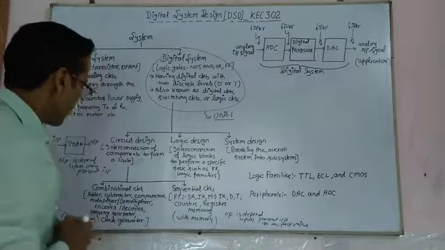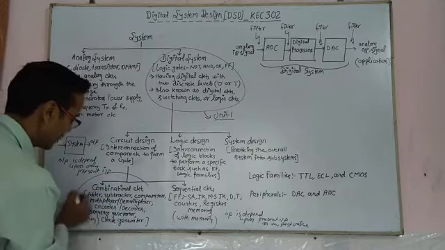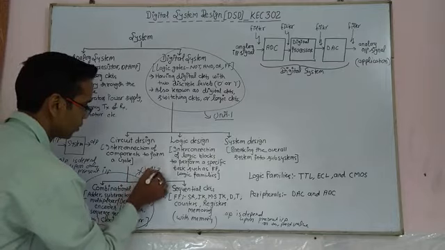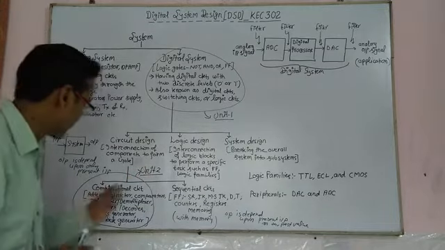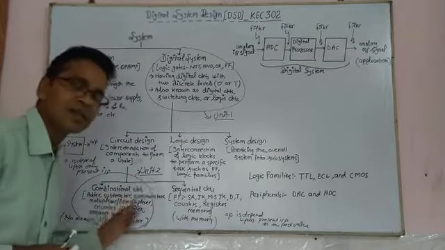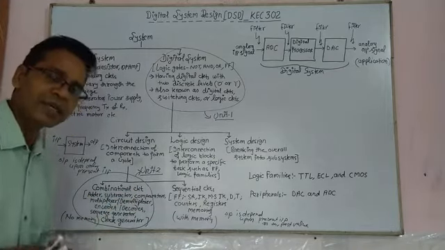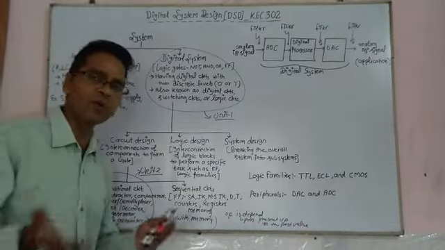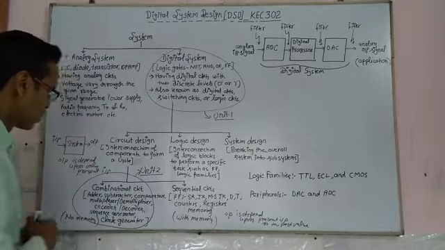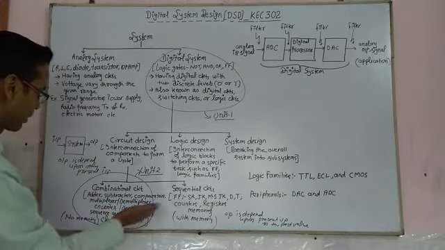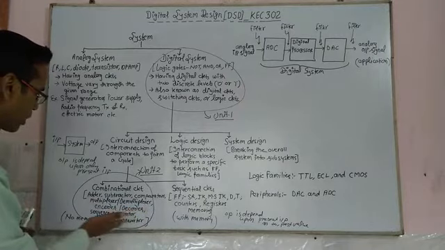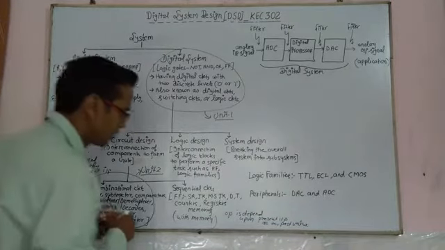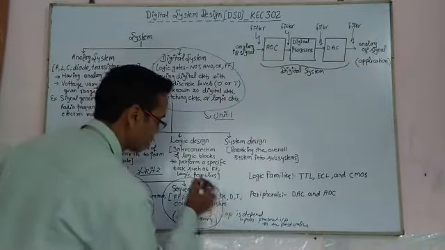After this you will study unit 2, in which you will study combinational circuits, in which the output of circuits depends only upon the present value of the input, like adder, subtractor, comparator, multiplexer, demultiplexer, encoder, decoder, sequence generator, clock generator. And this is your unit 3.